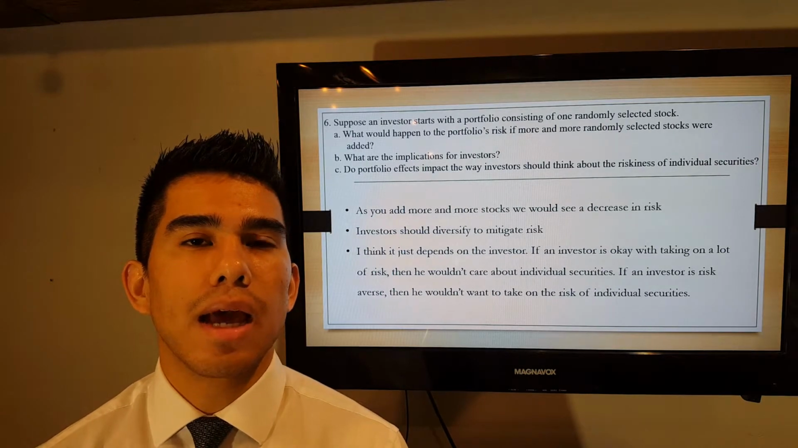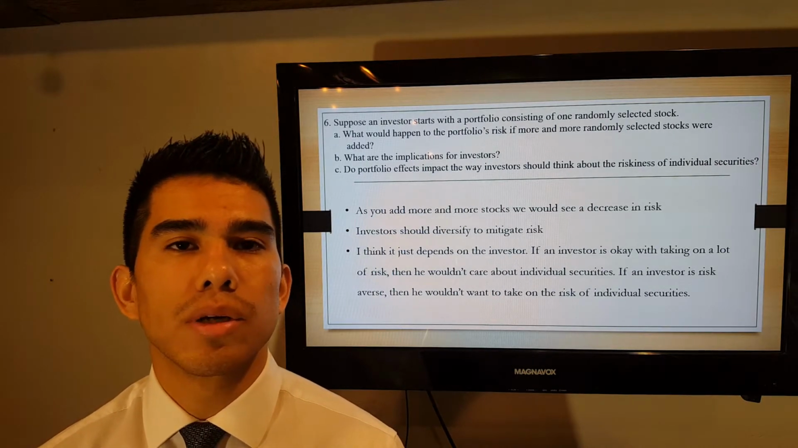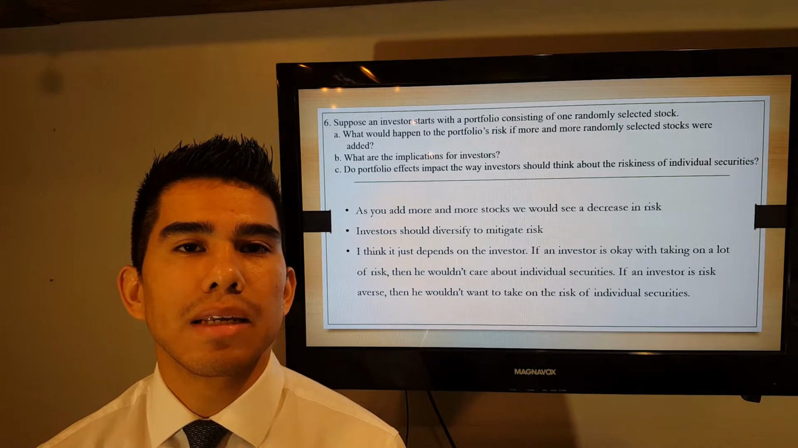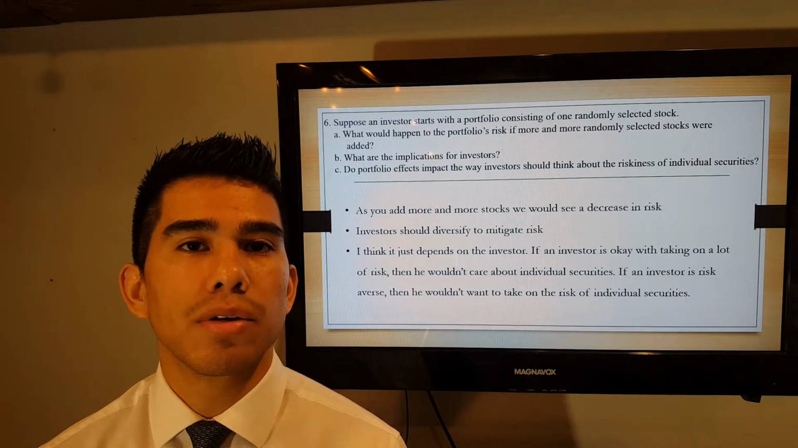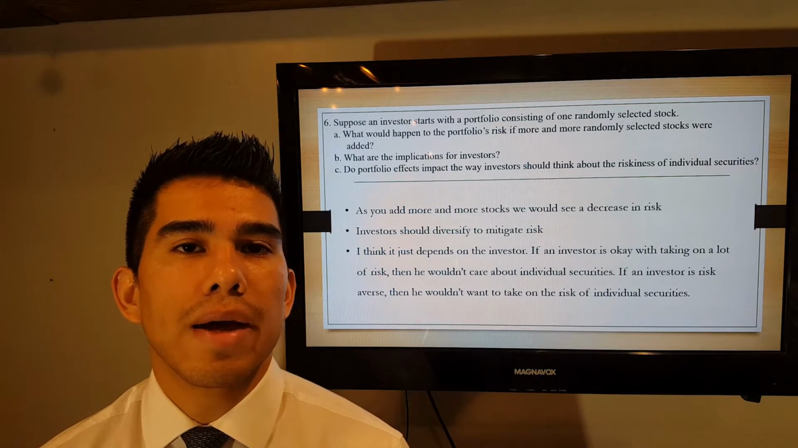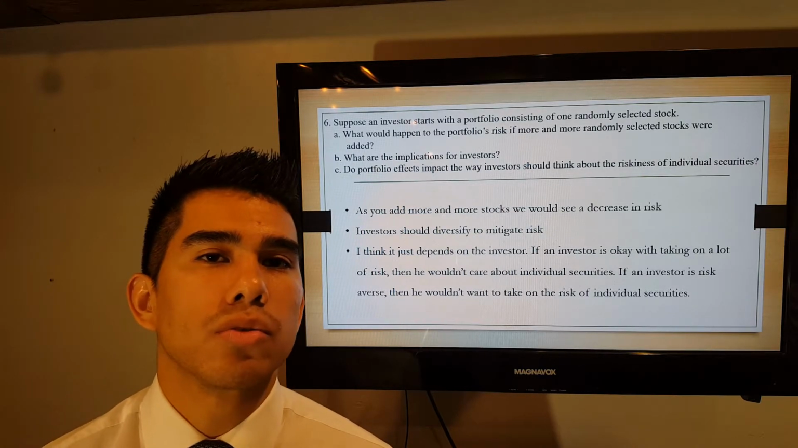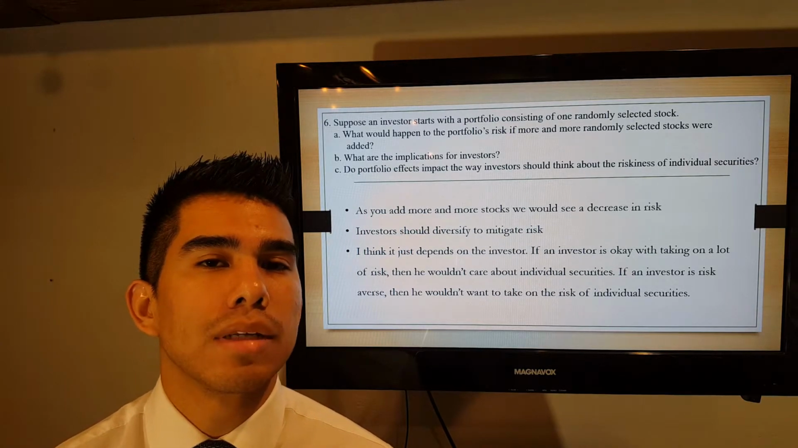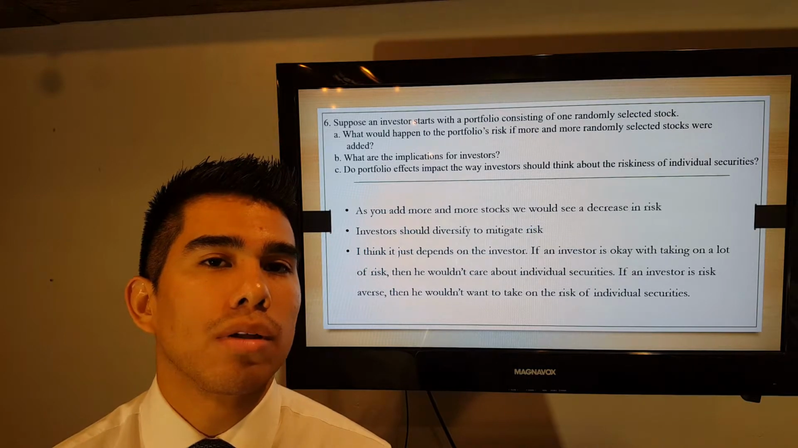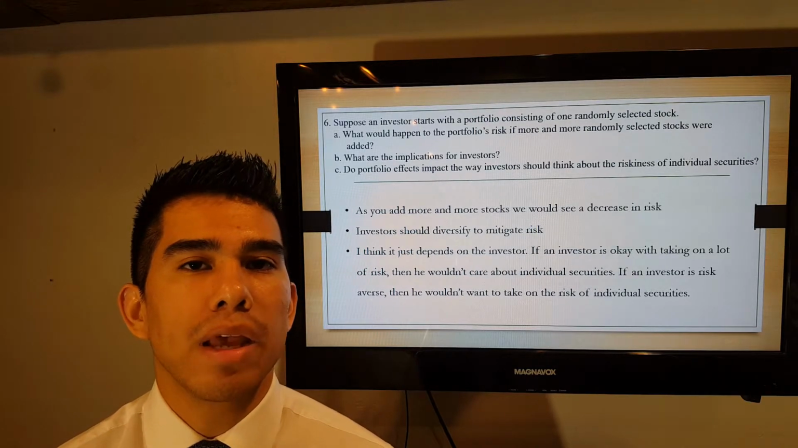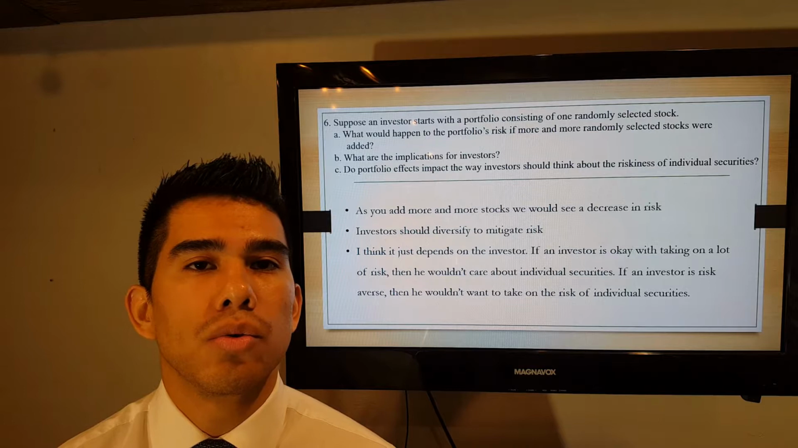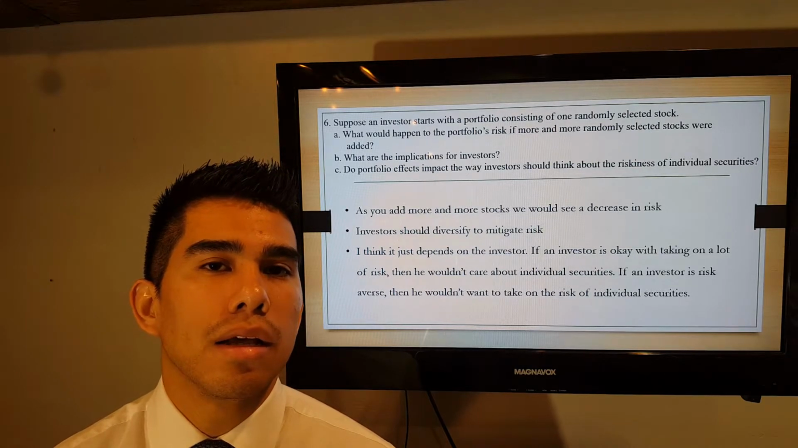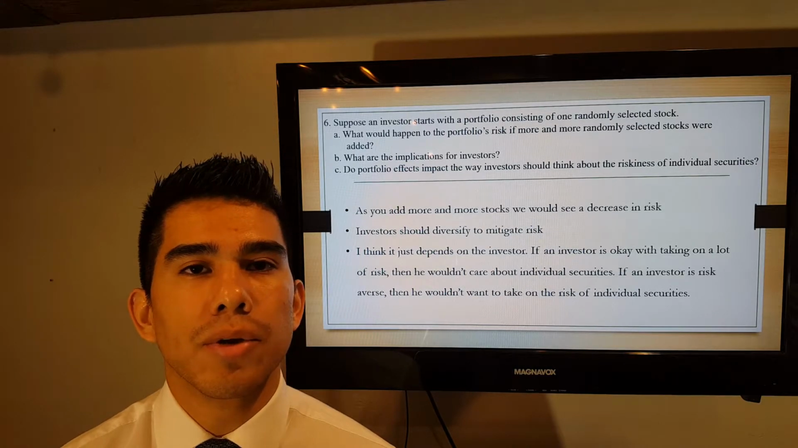Question 6 asks us a few conceptual questions. It starts off by stating, suppose an investor has a portfolio consisting of one randomly selected stock. Now I ask, what would happen to this portfolio's risk if more and more randomly selected stocks were added? The second part asks, now what are the implications for investors? And the third part asks, do these effects impact the way investors should think about the riskiness of individual securities?